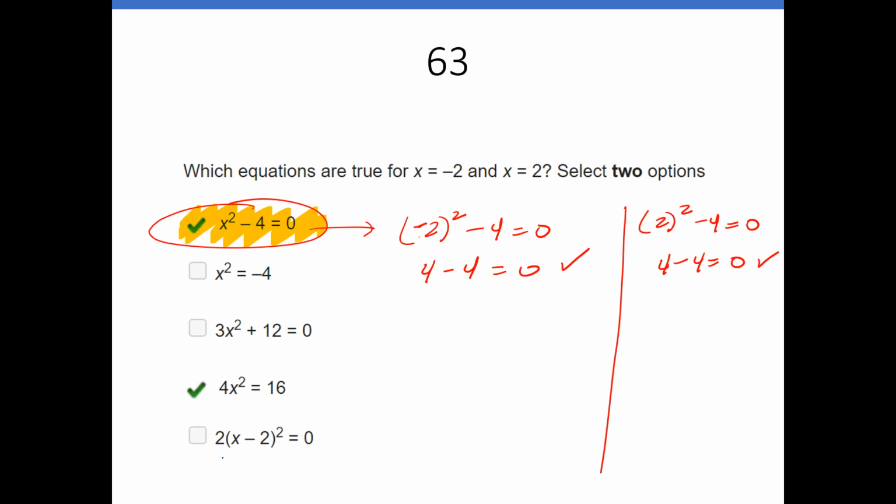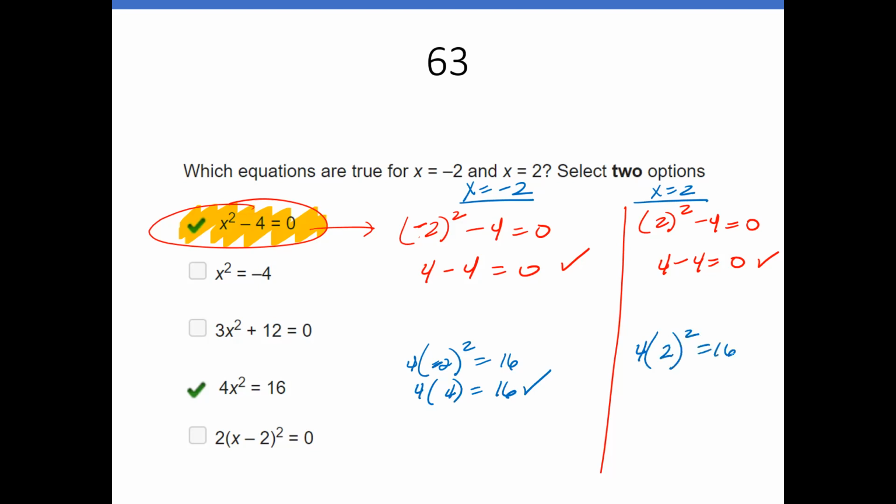Why is that my correct answer? Well, let's plug it in. When x equals -2, I will have 4 times -2 squared equals 16. -2 times -2 is a +4. Does 4 times 4 equal 16? Yes, it does. Well, what if x equals +2? Plug in the x, so 4 times 2 squared equals 16. So does 2 times 2, which gives me a 4, and if I multiply it together, does it give me 16? Yes, it does. So your answer is A and D.